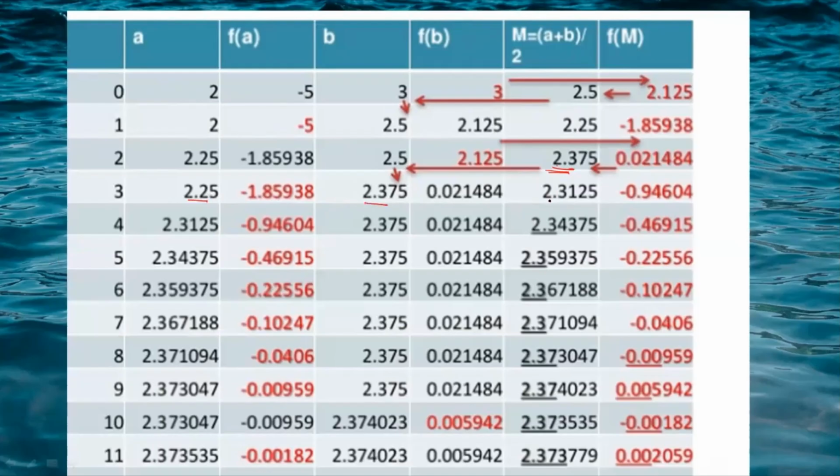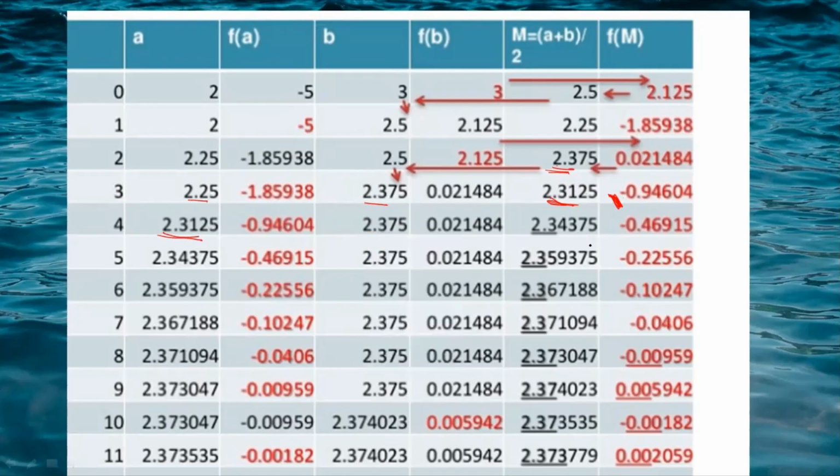You will get 2.3125. For that, what are you getting? You are getting a negative value. So negative value means it is replaced with A. Positive value means it is replaced with B. Remember that. Whenever you get a negative sign, write it in the place of A. Whenever you get a positive sign, write it in the place of B. So you got a negative sign, so write this value in the place of A, 2.3125. And B is already positive. So 2.3125 plus 2.375.